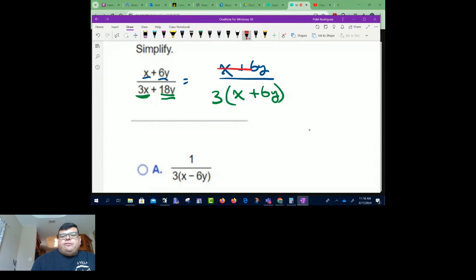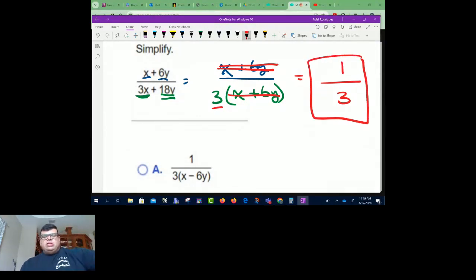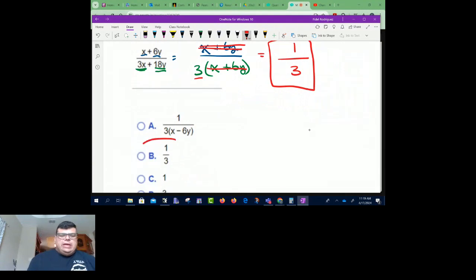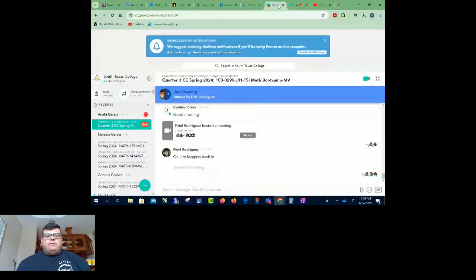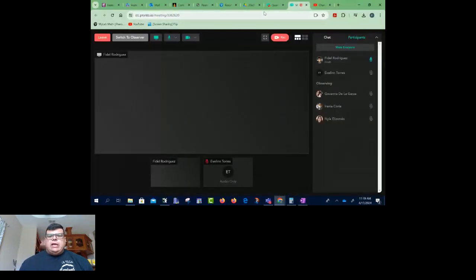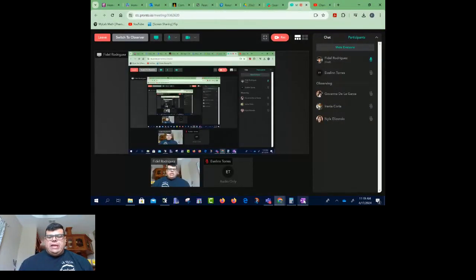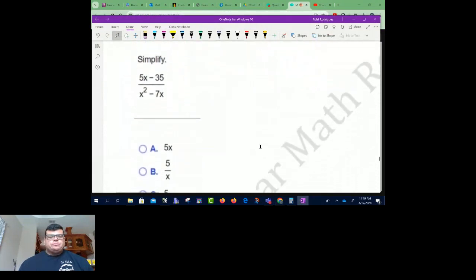And then here, y'all, this X plus 6Y is going to cancel out. I want you to notice where the 3 is. The 3 is on the bottom. If the entire top cancels out, we're always left with the number 1. So I should end up with a 1/3, and boom, B is going to be my answer choice, okay? So in these problems, what I'm doing is canceling out common factors, okay?